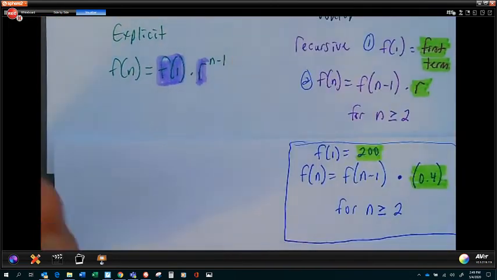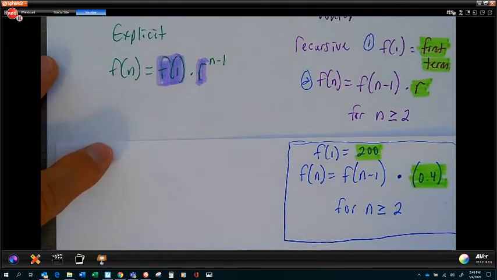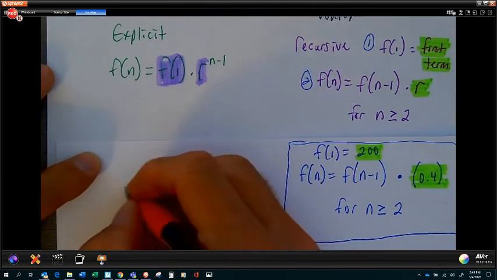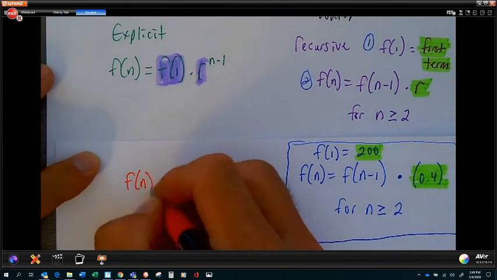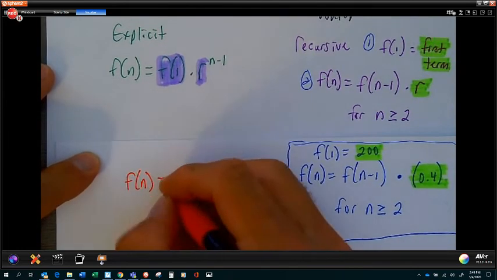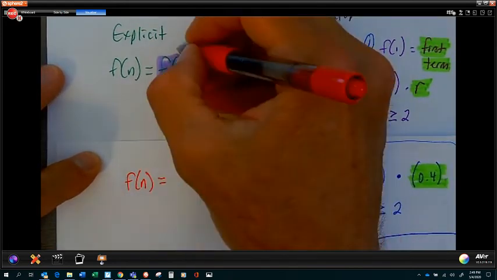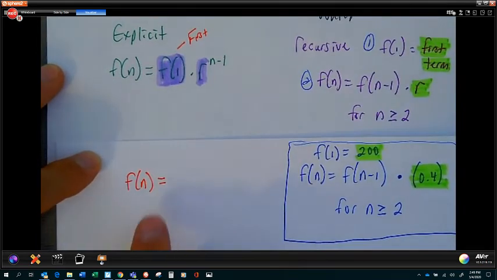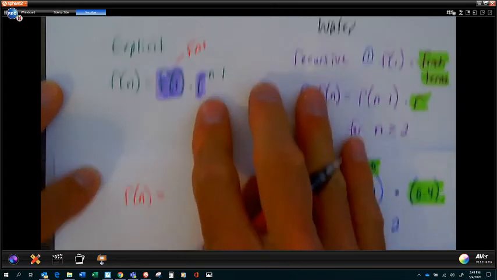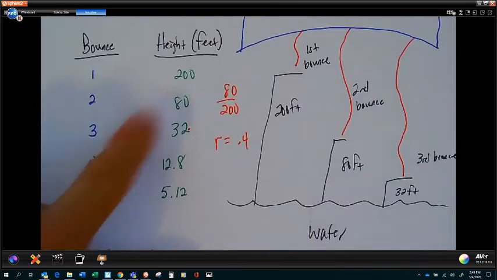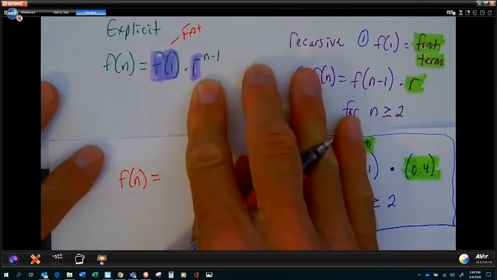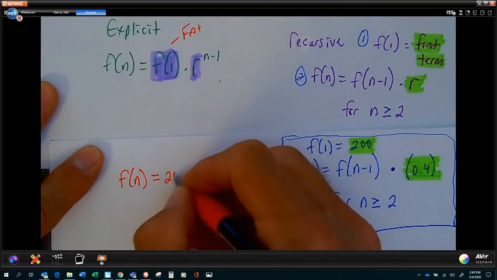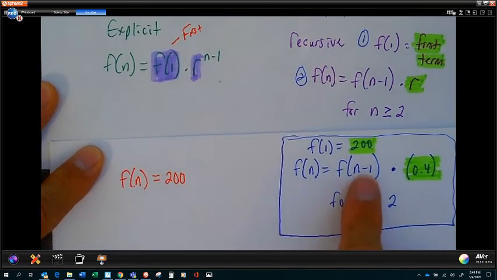Okay? So for the explicit formula here, we write f of n is equal to, f of 1 means first term. This means we need to put the first term in here, the actual first term. So the actual first term, which we know from this one, or we know from our chart up here, is 200. We put the actual number in this time. We put it into the formula. We don't put the 200 into this formula.